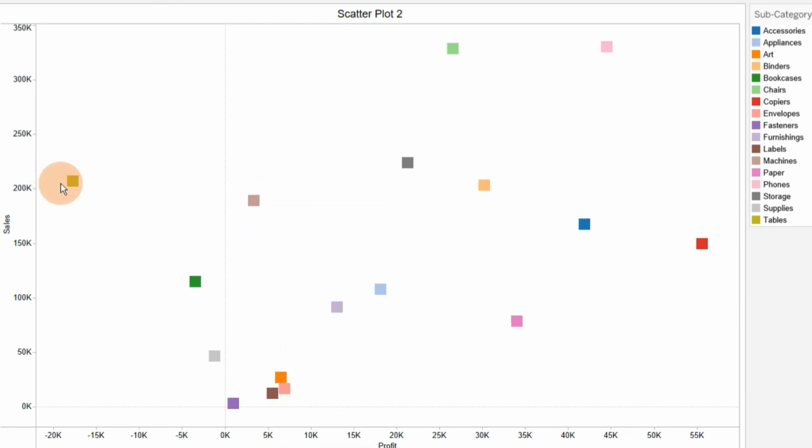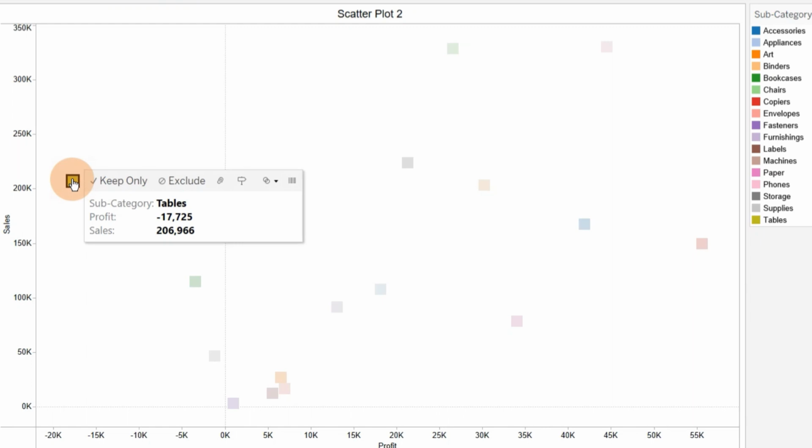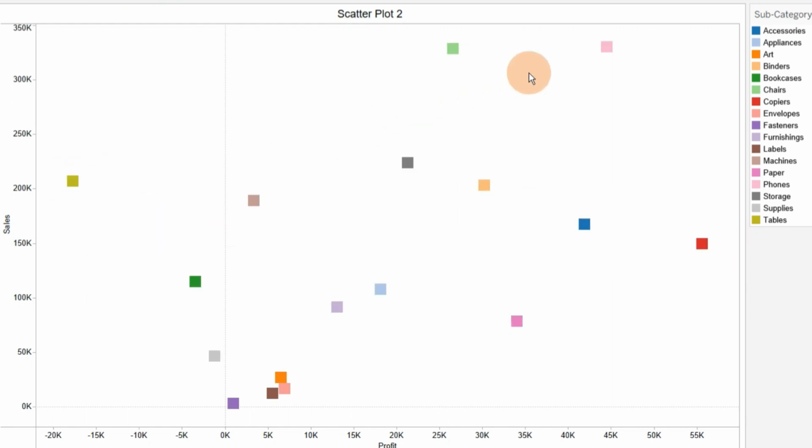Now if I move above here, I can see sales is high, but my profit is negative, that is minus 17k. The table subcategory is not contributing to my profit. I can see that easily from here. I can see this point of phones where my profit is high, 44k, and my sales is also high. So as my sales increases, my profit also increases for the phone subcategory.